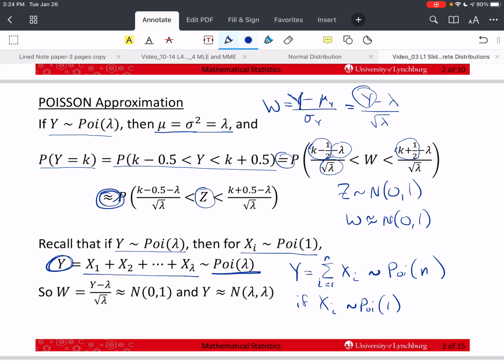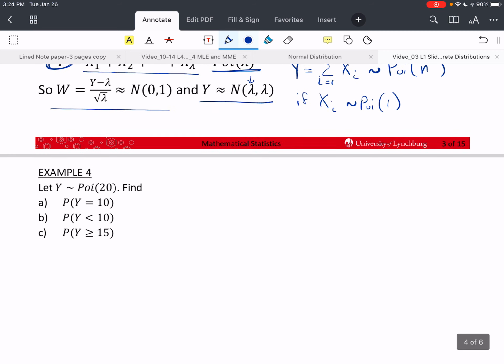So W is approximately a standard normal distribution. Y can be approximated by a normal distribution with mean lambda and variance lambda. Remember, because the mean and variance are both lambda for the Poisson distribution. Okay, let's do an example.